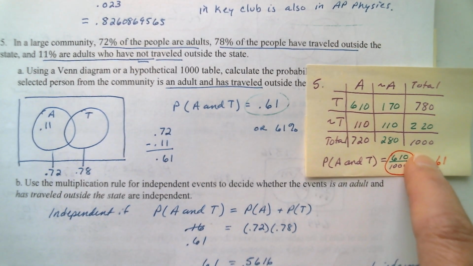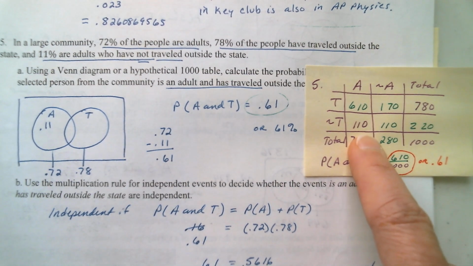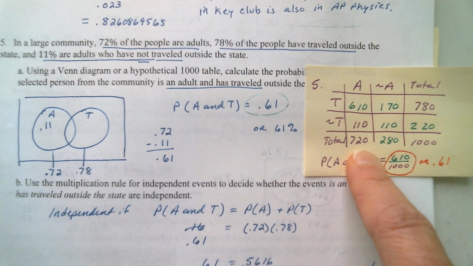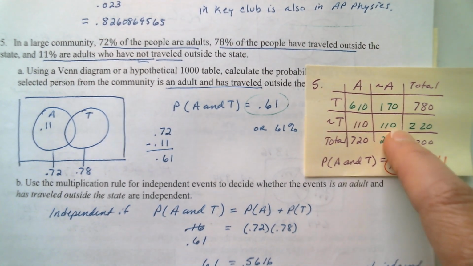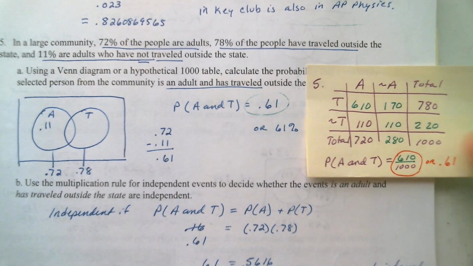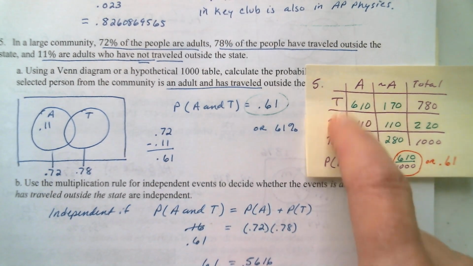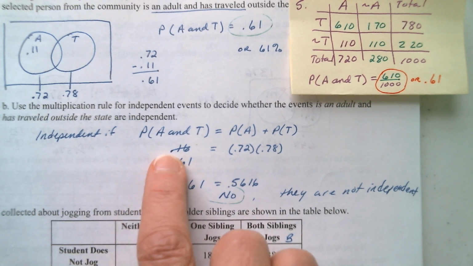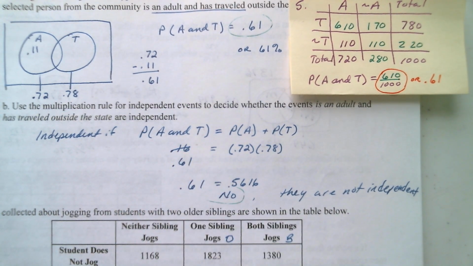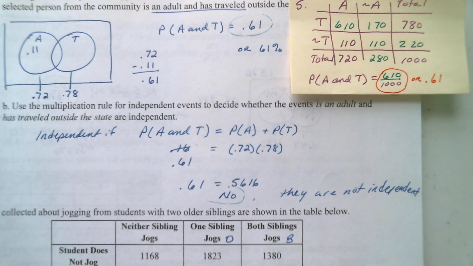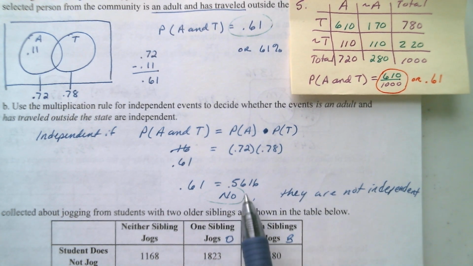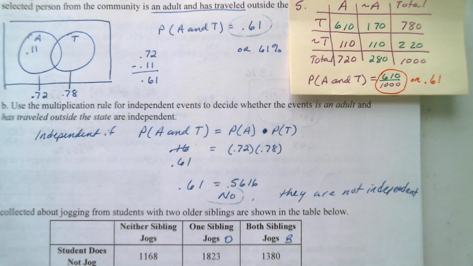780 plus 220 brings us to 1,000. 110 plus 110 brings us to 220. 610 plus 110 is 720. And the 170 plus 110 brings us to the 280. So the probability of A and T is this 610 over 1,000. Independent if the probability of A and T equals probability A times the probability of T. That's not a plus, that should be a times. 0.61 does not equal 0.5616, so no, they are not independent.